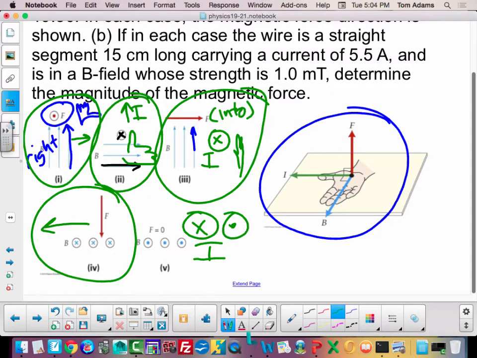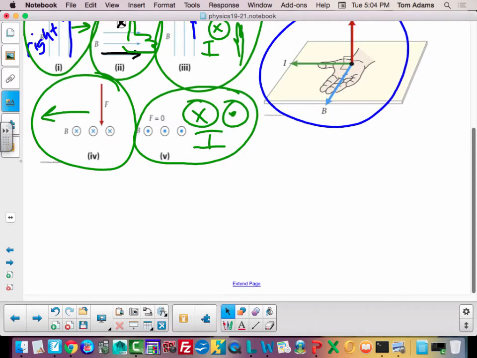This is a special case. Now for part B, it says in each case the wire is a straight segment 15 centimeters long, carrying a current of 5.5 amps, and the magnetic field strength is 1 millitesla. Determine the magnitude of the magnetic force. Now that's easy, that's the math. All of the cases look to be the same except for the fifth case.